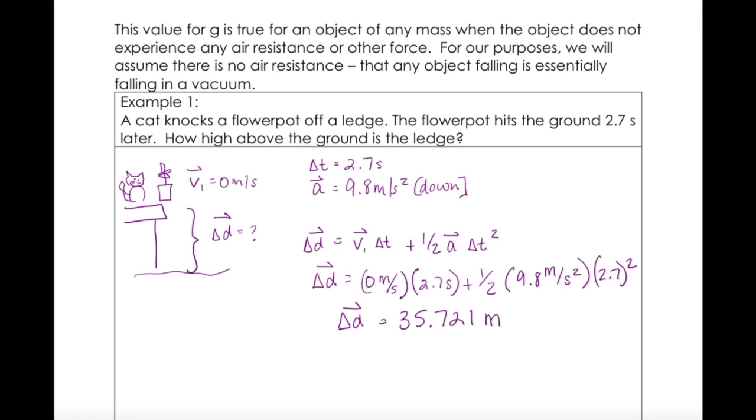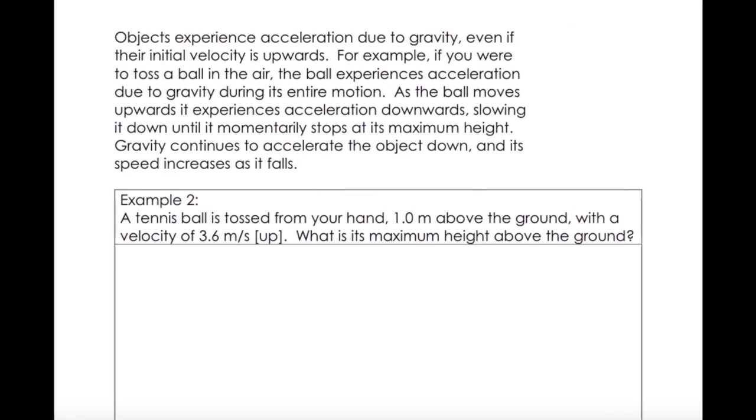Moving on. Objects experience acceleration due to gravity even if their initial velocity is upward. For example, if I have a ball and I'm tossing it into the air, as soon as the ball leaves my hand, it's experiencing acceleration of gravity. Just because it's moving upwards doesn't mean that gravity isn't acting upon it.